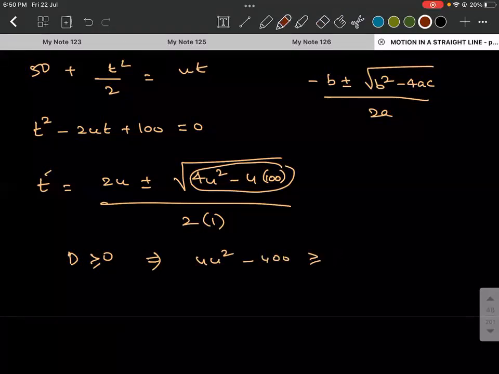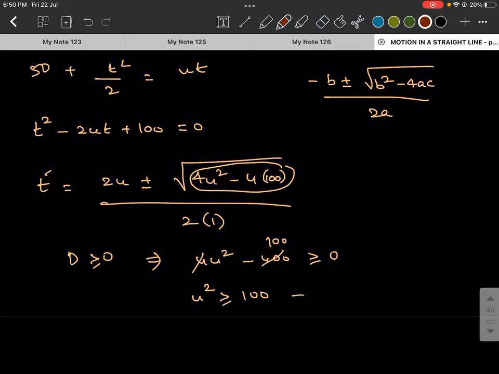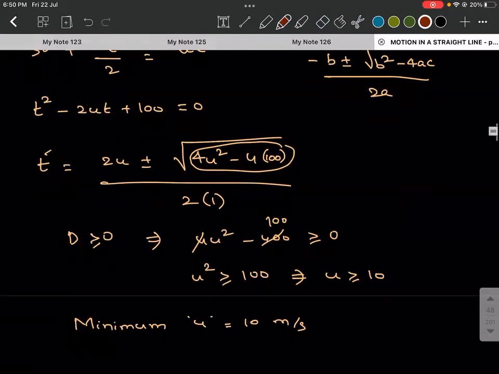Is there any doubt in this? So 4 will get cancelled, 100. So u square is greater than or equal to 100, implies u is greater than or equal to 10. So what is the minimum value? Minimum value of u should be 10 meter per second. Maximum can be anything. If the student has to catch that bus, then the minimum velocity with which he or she is supposed to start is 10 meter per second. That is what they asked in the problem.